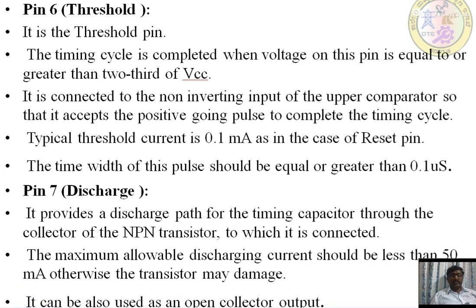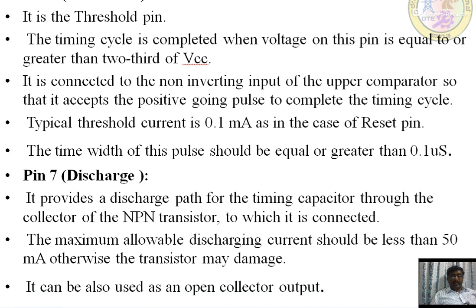Next, pin number 6 is the threshold. The timing cycle is completed when the voltage on this pin is equal to or greater than 2/3 of the VCC. So the threshold voltage is the one which will be compared. It is connected to the non-inverting input of the upper comparator, so that it accepts the positive going pulse to complete the timing cycle. The typical threshold current is 0.1 microamps, as in the case of the reset pin.